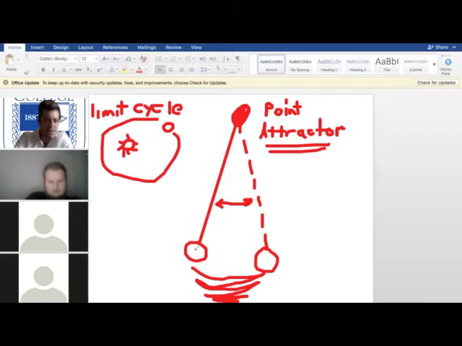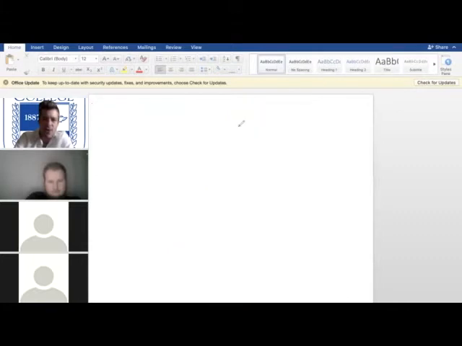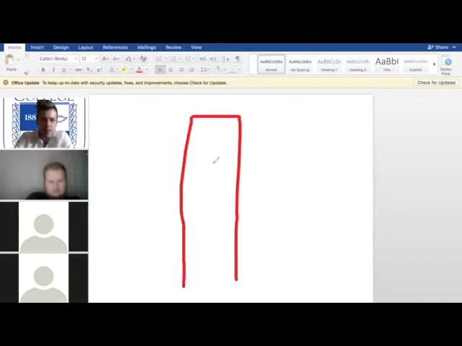But it doesn't. So let me explain a little bit more about this point attractor dynamic. Let's say you have a grandfather clock. And in the grandfather clock, usually there is a bunch of gears. And we'll just make one other gear over here. I don't want to belabor the picture, it'd take too long. So you have some gears.